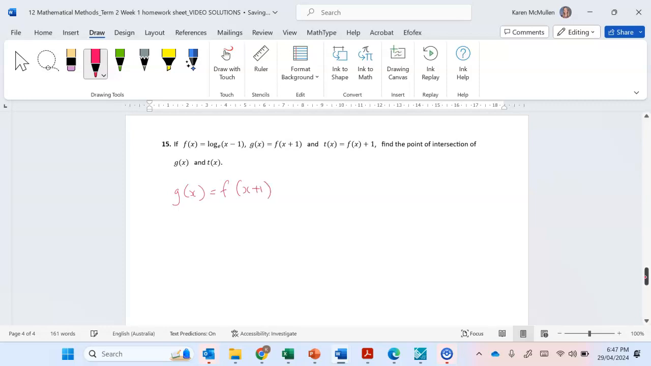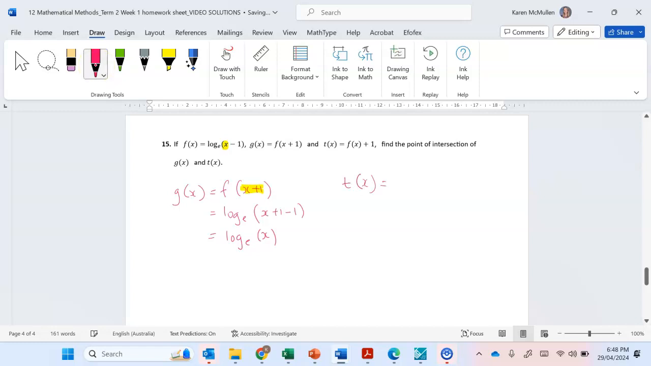So I'm going to take f of x, which is log base e, and wherever we see x, we're going to substitute in the x plus 1. So instead of that x, we're going to put x plus 1, and then we've still got that minus 1 there. Let's just tidy that up, because obviously those ones cancel each other out, and we get log base e of x. All right, now let's do t of x.